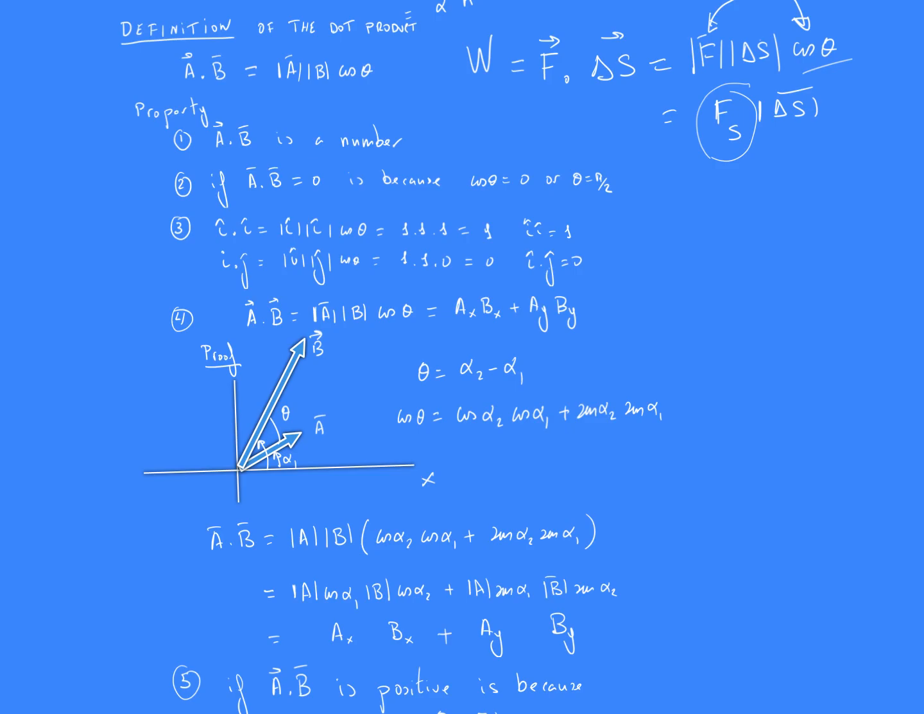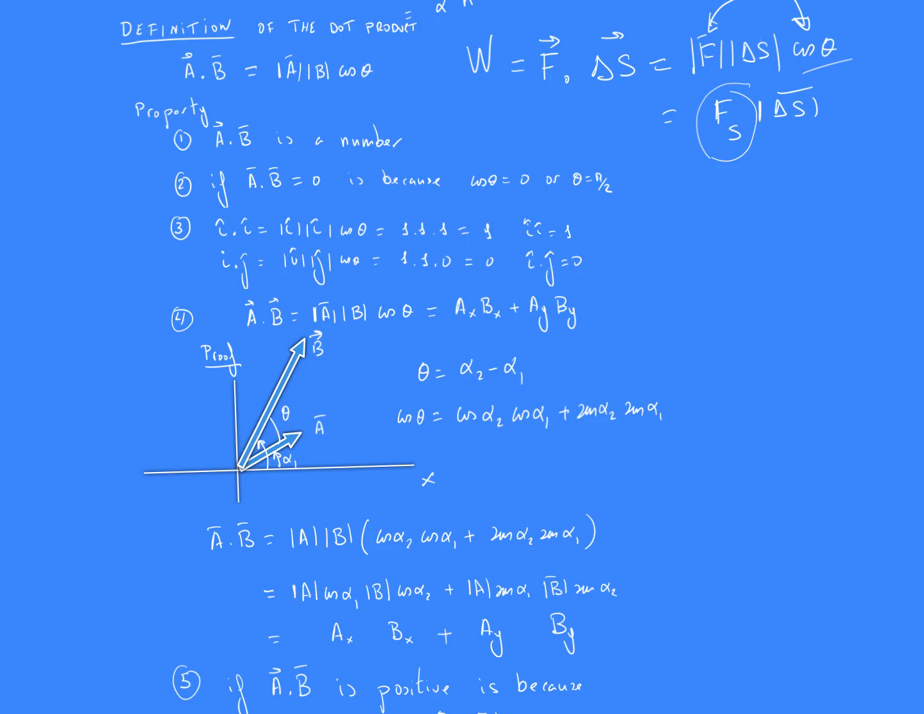What is the angle that they made? Theta. What is the angle that they made between them? Is theta. What is the angle that the vector A makes with the x-axis? Alpha 1. What is the angle that the vector V makes with the positive x-axis? Alpha 2. What is the angle between them? Alpha 2 minus alpha 1.